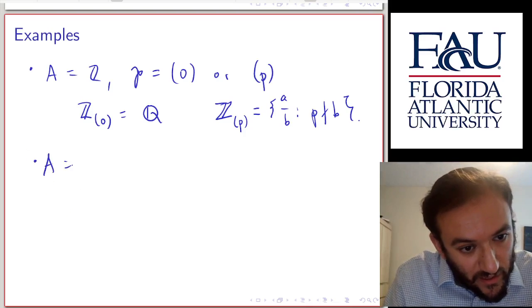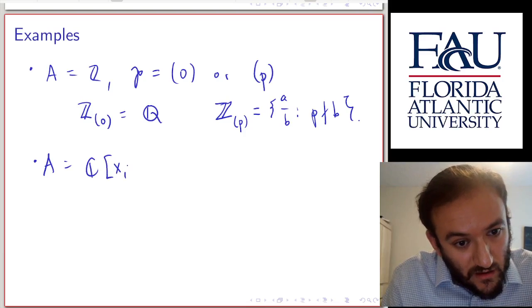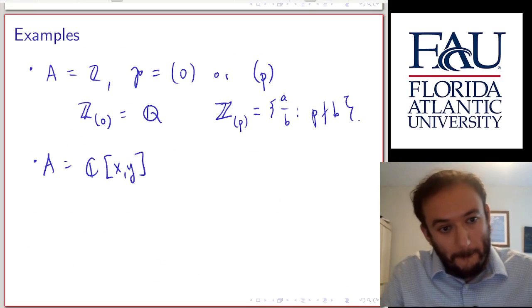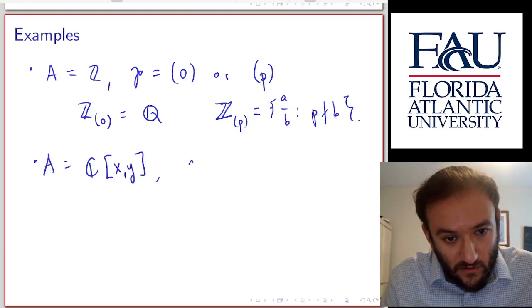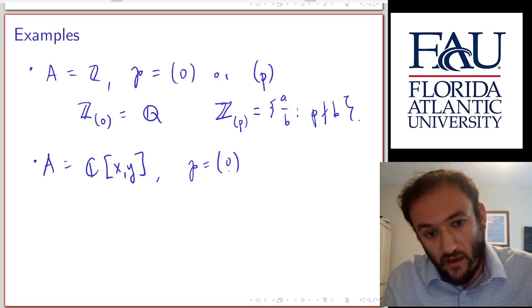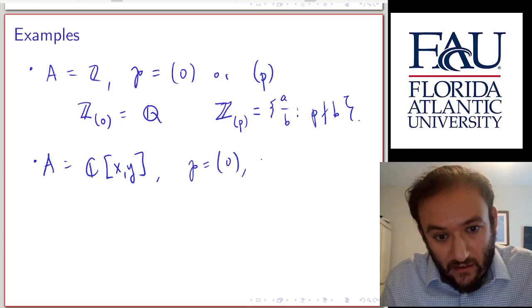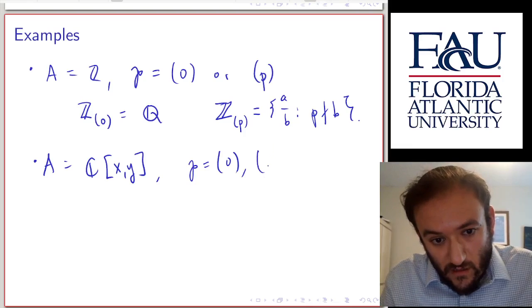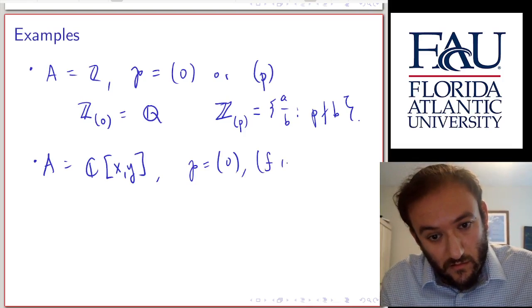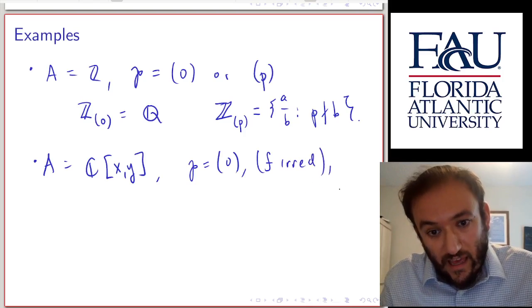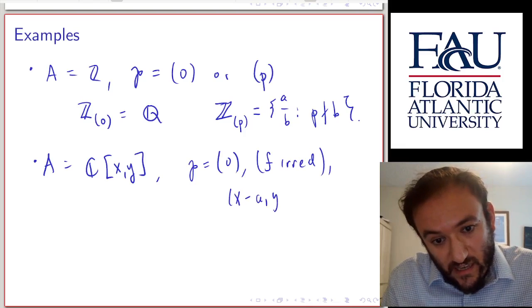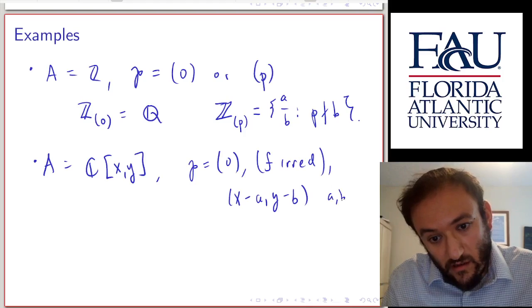Let's do another quick example. If we have C[x,y], and that's what we mentioned on the previous page, then your primes can take a few different forms. You can have the 0 ideal. You can have the ideal generated by a single irreducible polynomial. And you can have ideals of the form (x minus a, y minus b) for (a, b) in C^2.